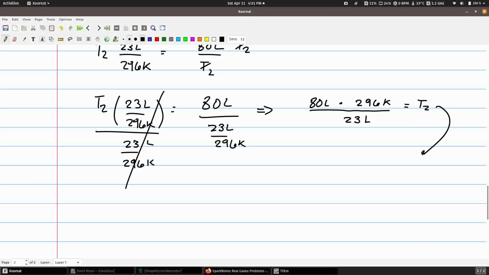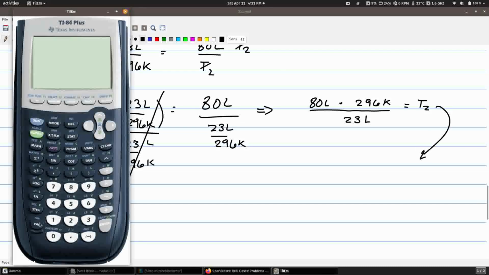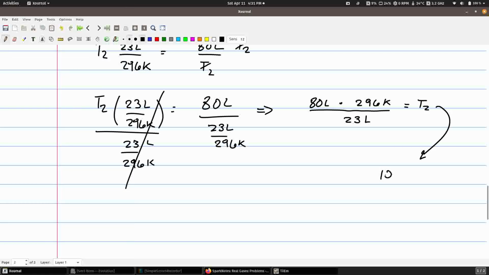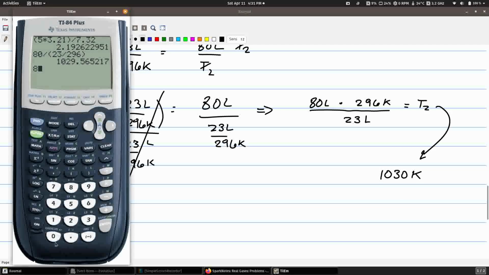So let's plug that in the calculator. I'm going to do it the way that it was written the first time. That means that temperature 2 is going to be 1030 kelvins. If you do it this way, you're going to get the same answer: 80 times 296 divided by 23, same thing. So this would be your answer for T2.